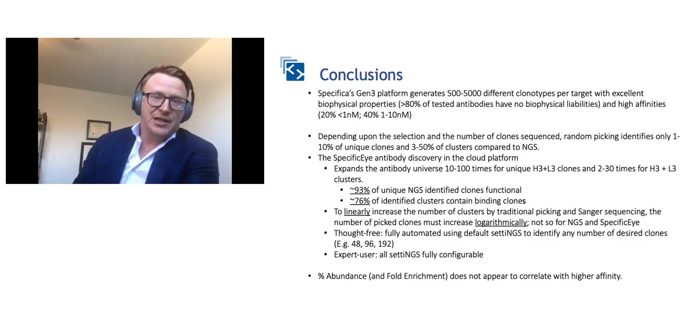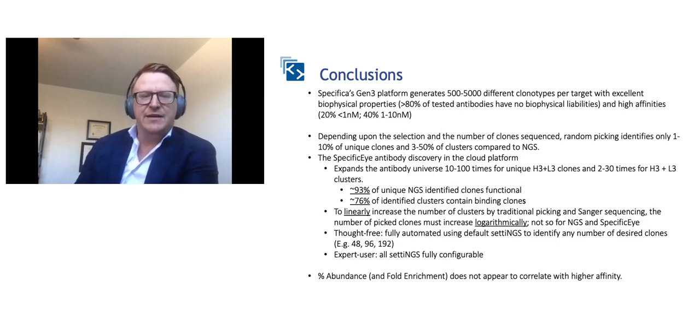But dependent upon the number of clones sequenced, random picking identifies about 1 to 10% of the unique clones in 3 to 50% of the clusters compared to NGS. This is done after multiple selections using NGS in the backdrop. The Specifica Antibody Discovery in the cloud platform expands the universe 10 to 100 times for unique H3L3 clones and 2 to 30 times for H3L3 clusters, whereby about 93% of the unique NGS-identified clones were functional in our subsampling population so far.